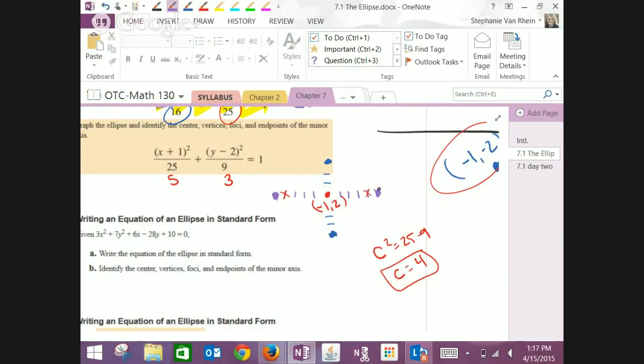C? C is the distance from the center to the focus point. So it's the focal point. So to the right, to the left, to the center, or up and down to the center, depending on your major axis. So you have your center, your vertices, which are always the endpoints of your major axis, the endpoints of your minor axis, and your focal point.